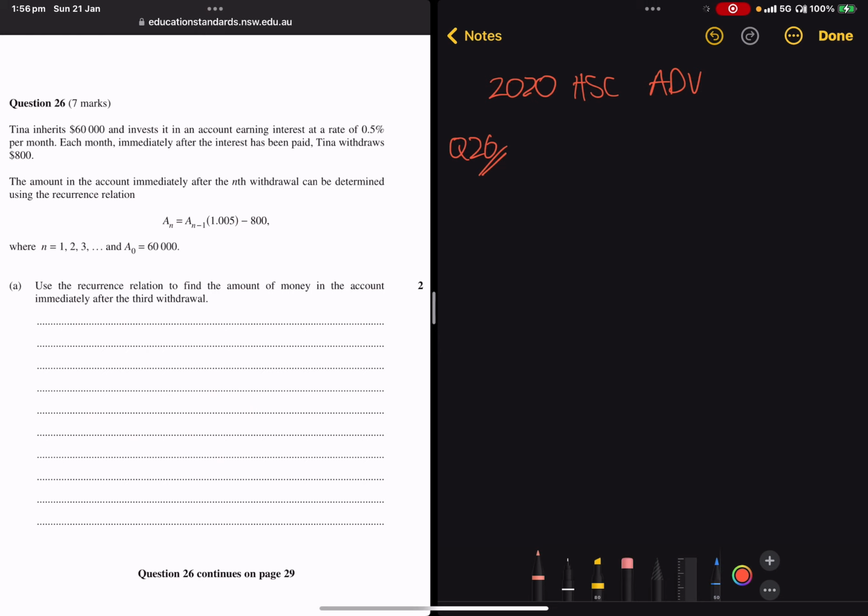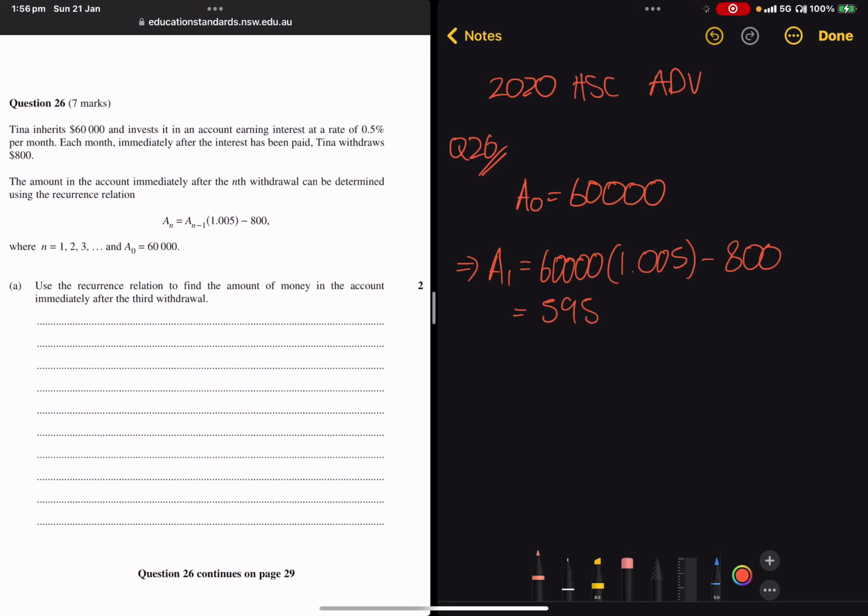Okay, so they've told us to use the recurrence relation. So A0 we know is 60,000. This is the amount in the account initially. So we just need to find A1, A2 and A3. A1 is 60,000 times 1.005 minus 800. If we plug this into our calculator, we'll find this is 59,500. And this makes sense.